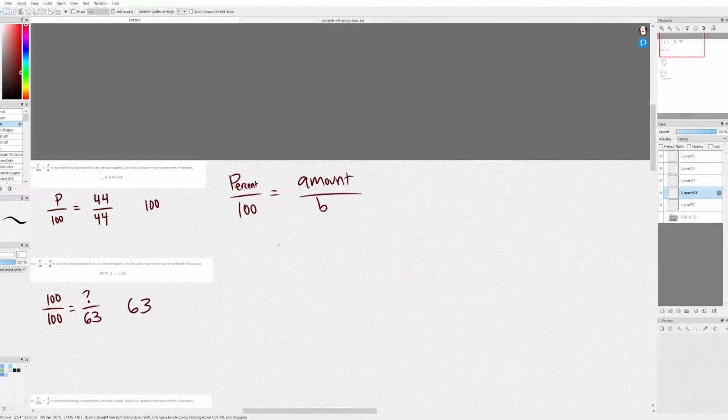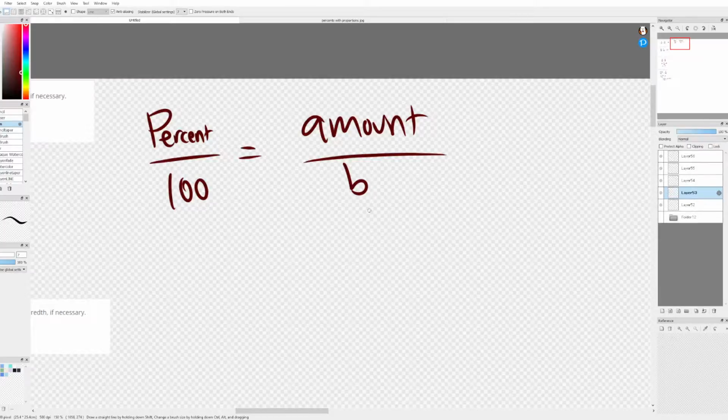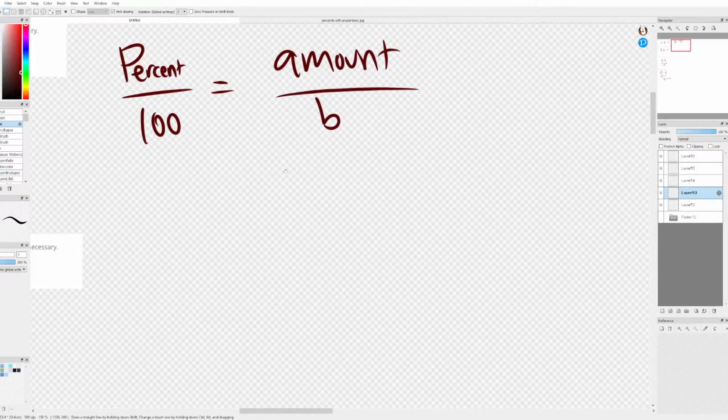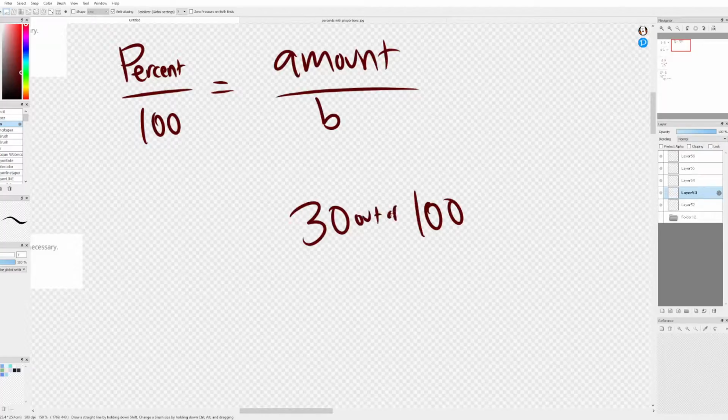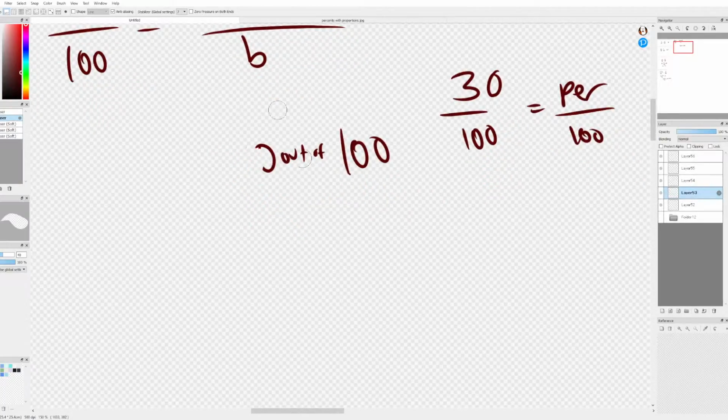To go back to knowing which is on top and which is on bottom, if you had something like 30 out of 100, out of is a good indicator. Out of whatever comes next is probably going to be on the bottom. So it'd be 30 over 100 is equal to percent over 100. That's an indicator.